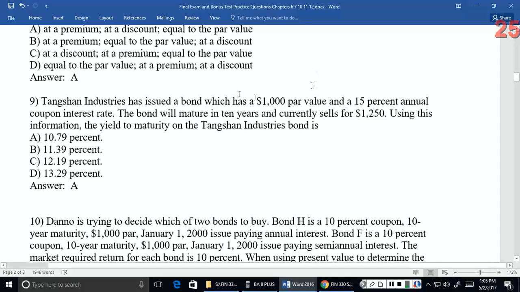All right, number 9. We've got a bond, $1,000 par value, 15% annual coupon interest. The bond matures in 10 years, currently sells for $12.50. Calculate the yield to maturity.